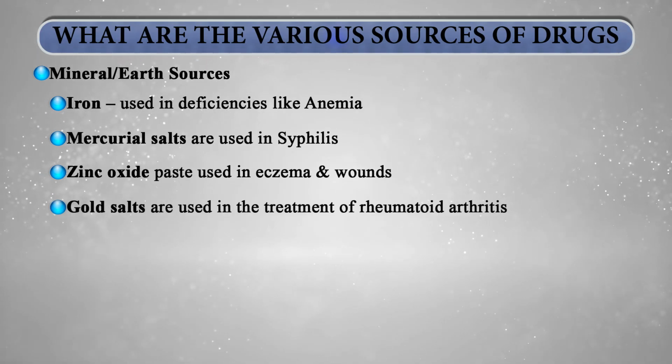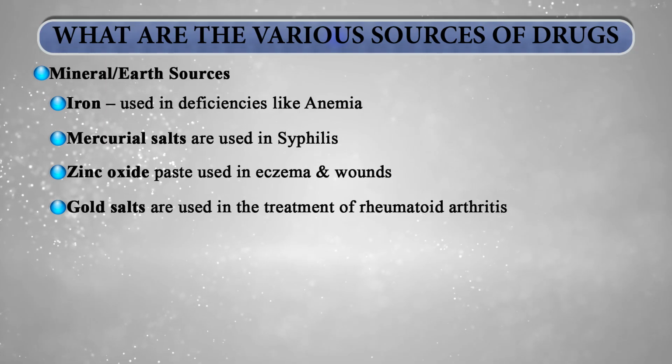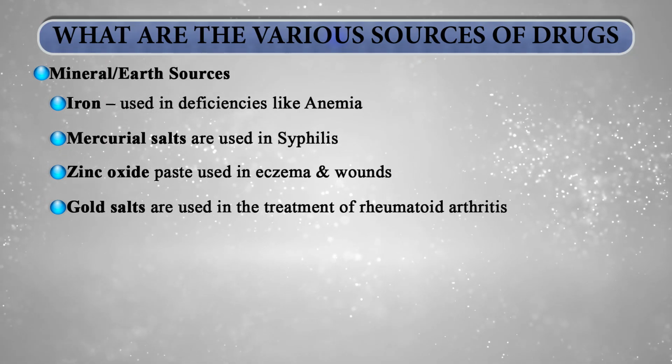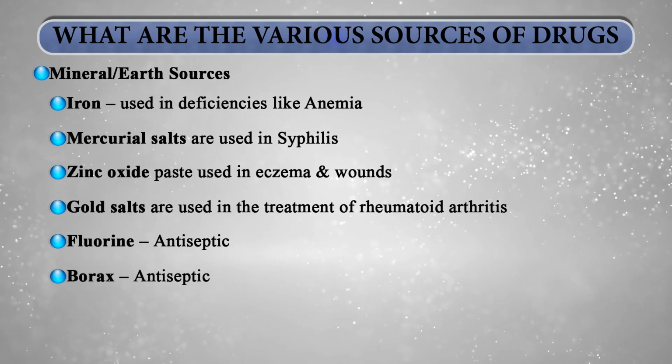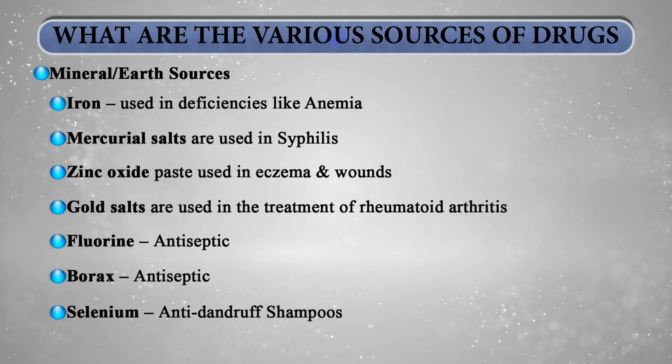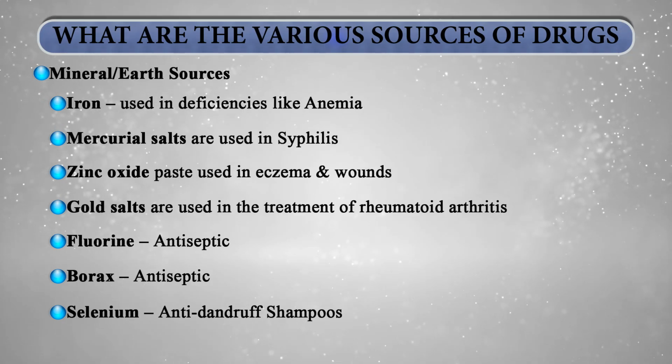Gold salts, which are obtained from gold mines, are very important in treatment of rheumatoid arthritis. Then fluorine, borax and selenium are all antiseptics which occur naturally in mines and mineral earths. So we have studied a lot of sources.